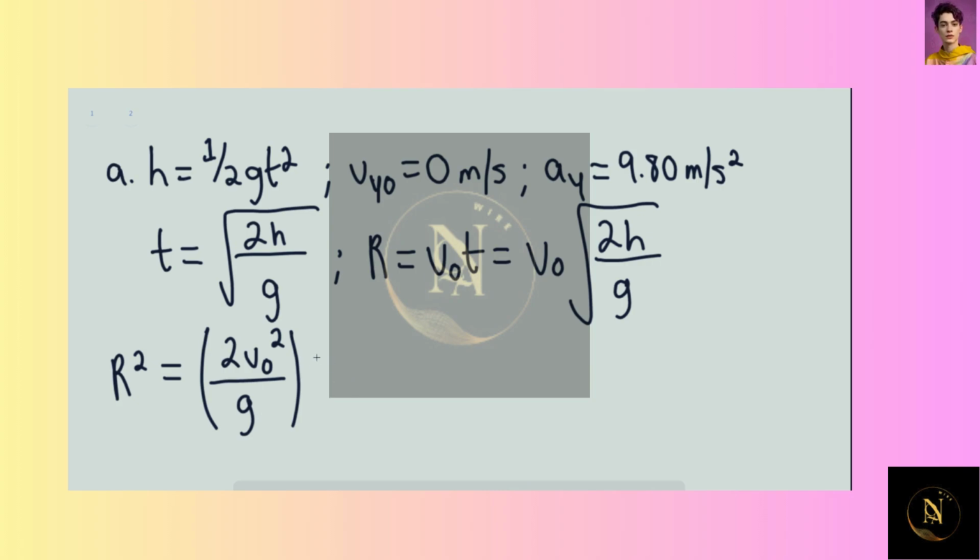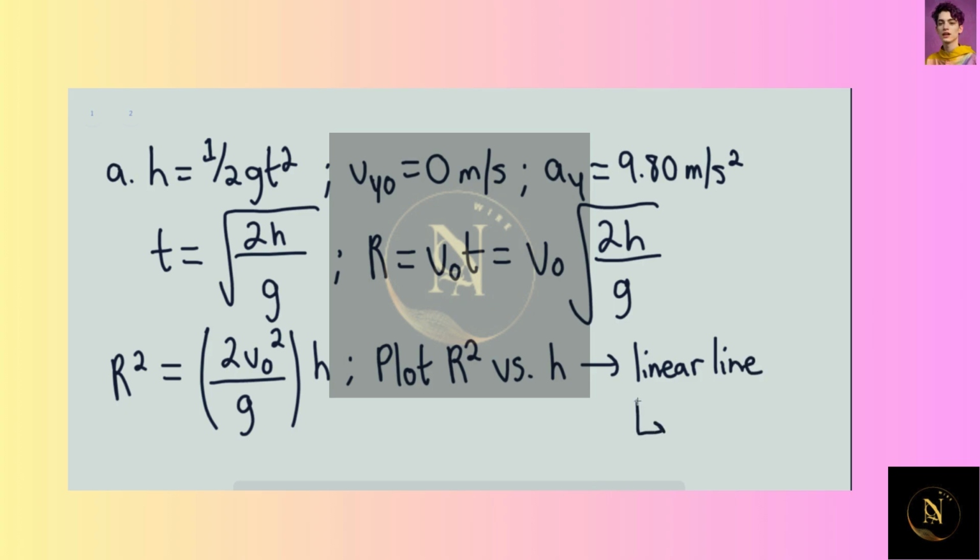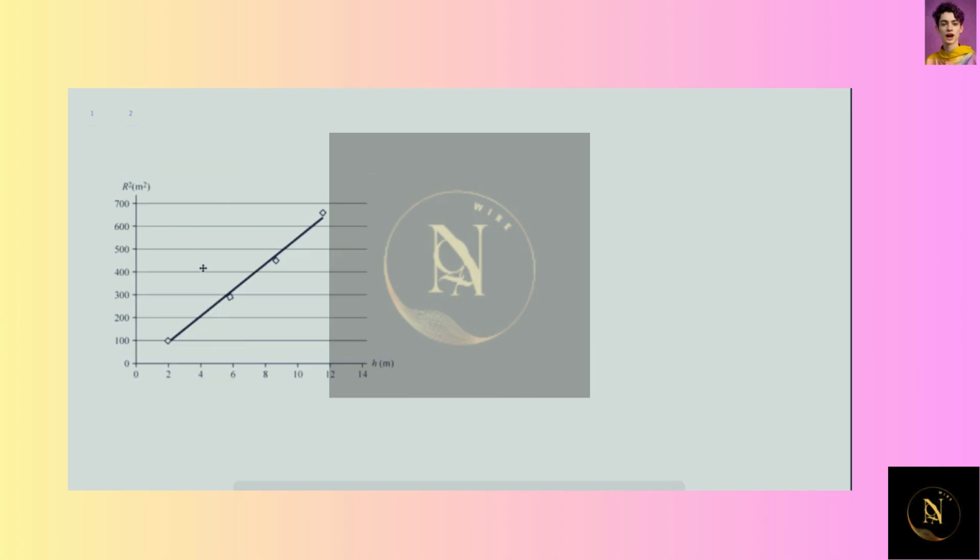So if we plot r squared versus h, we could obtain a linear line with a slope equal to 2 v initial squared divided by g. And if we were to plot r squared versus h, this is what the graph would look like. We have r squared in meters squared, and h, the height, in meters, and we are obtaining that straight line.